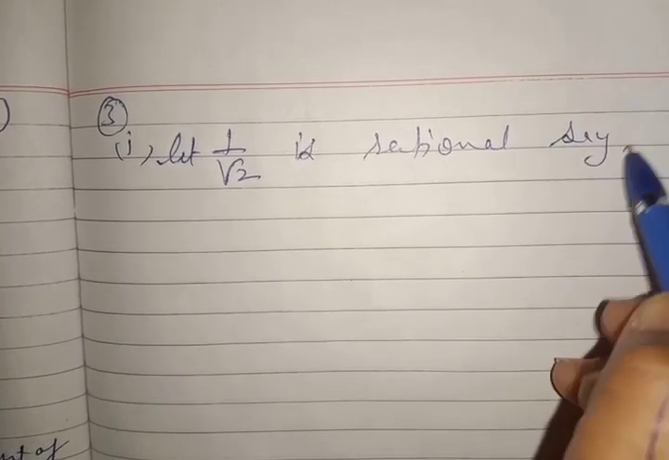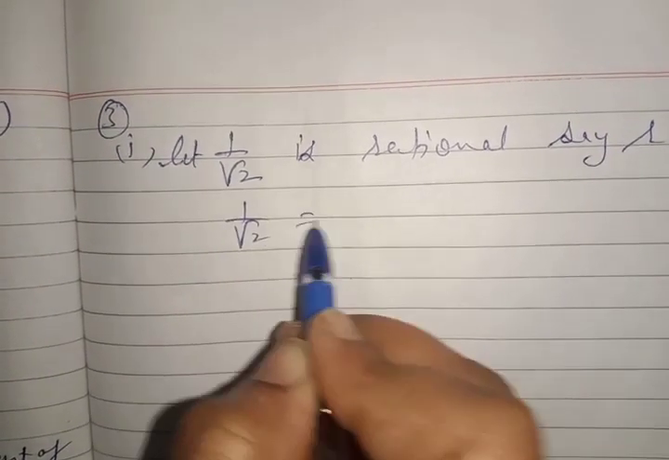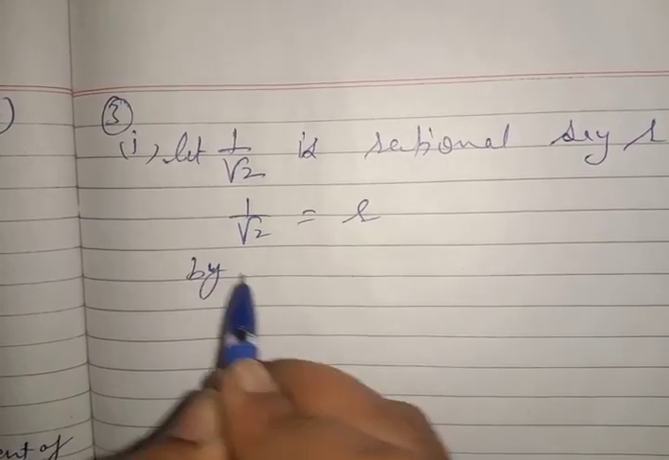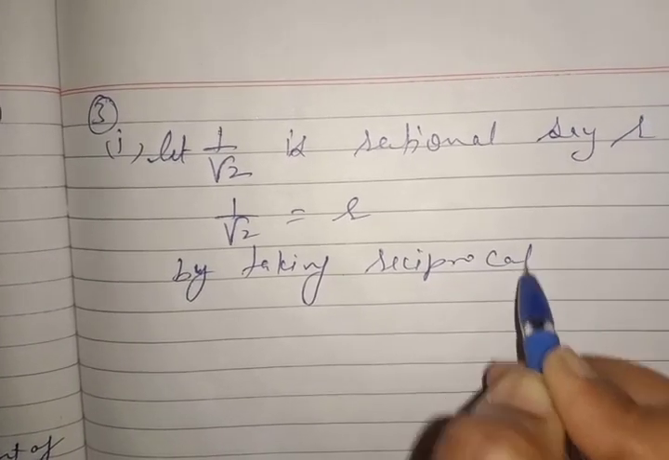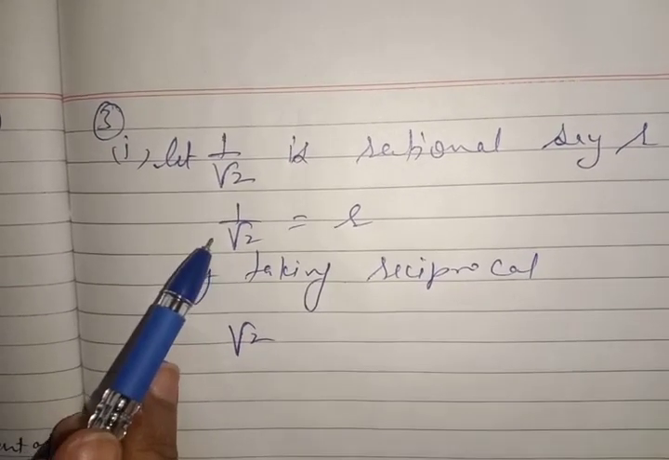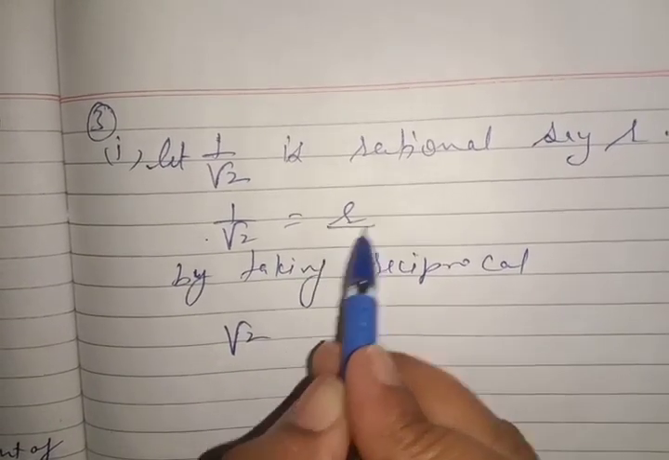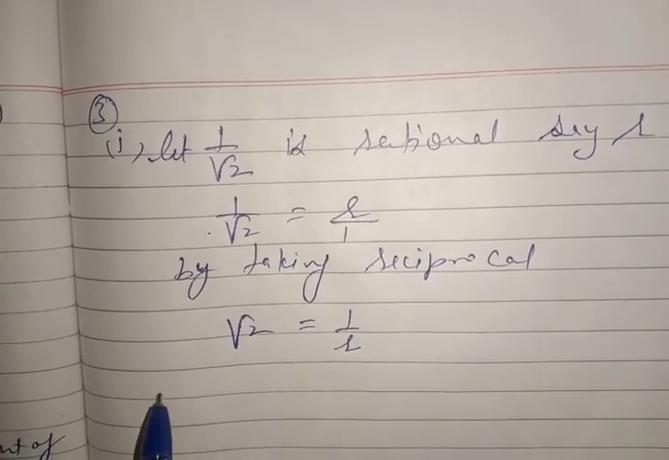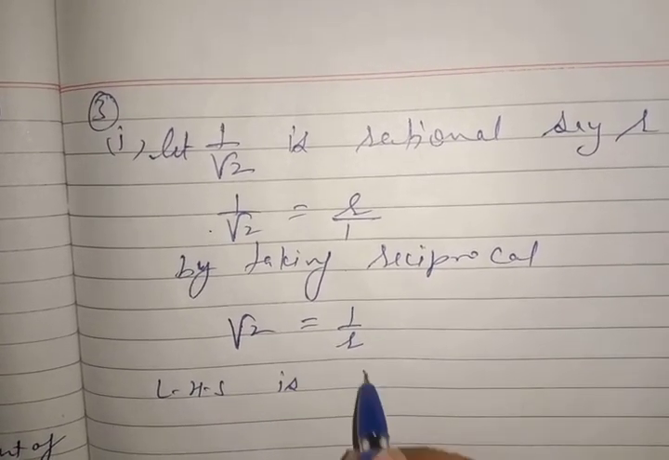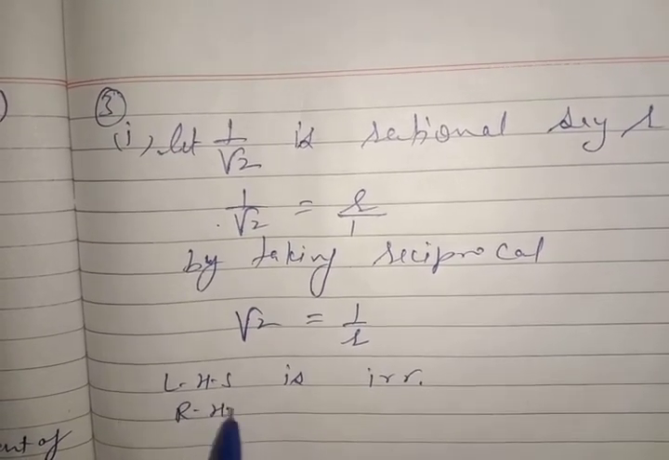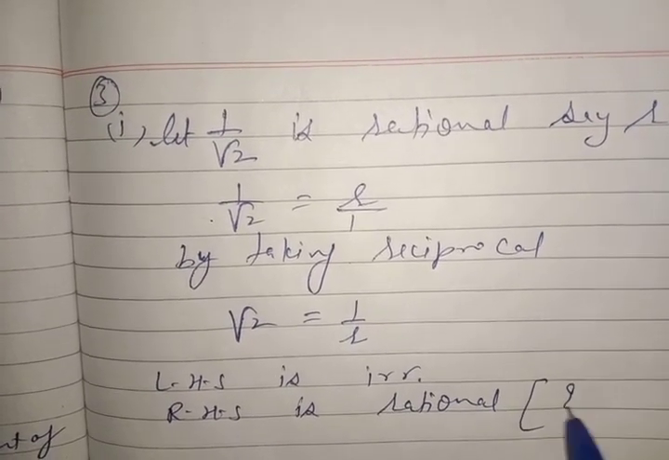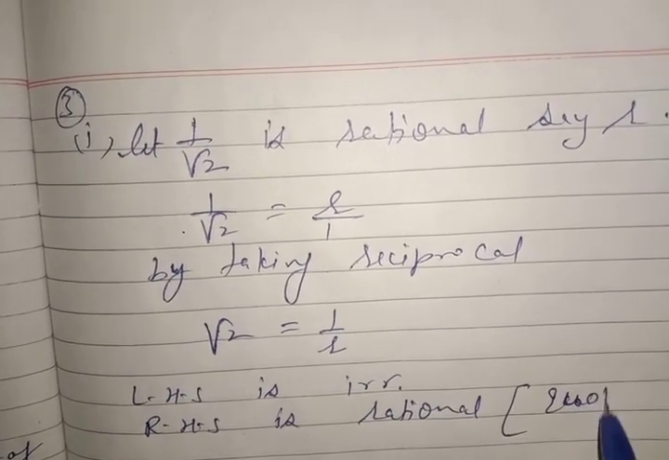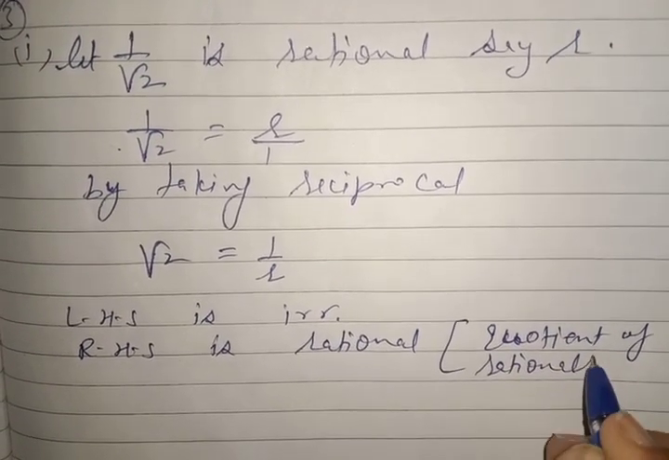Say R. So 1 by root 2 is equal to R. By taking the reciprocal, we'll get root 2 equals, because R is R by 1, so it will be 1 by R. Again I will write the same: LHS is irrational and RHS is rational. Why rational? Because the quotient of rationals is rational.